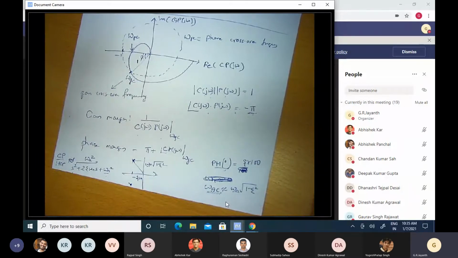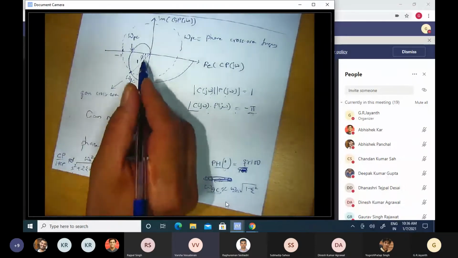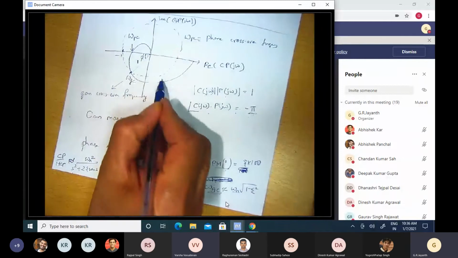Okay, any questions so far? Hello, sir? Yes. Will omega GC necessarily always be on the left half of the plane? Omega GC is a frequency. Yeah. If I have to locate the phi angle, can it be greater than 90, like to the right side? You want to know if phi can be greater than 90 degrees.